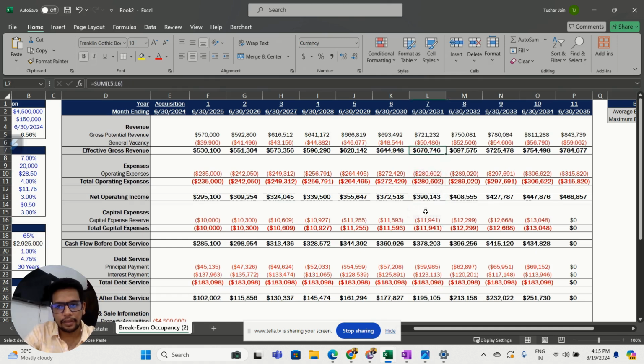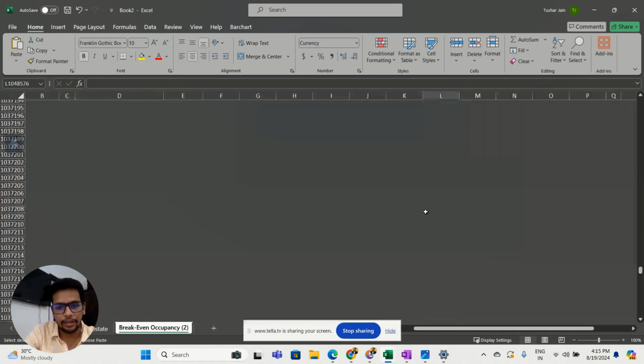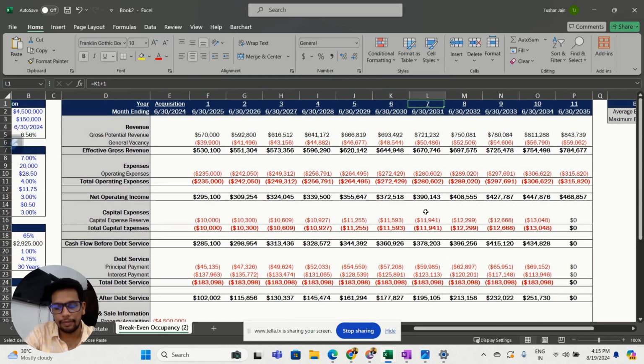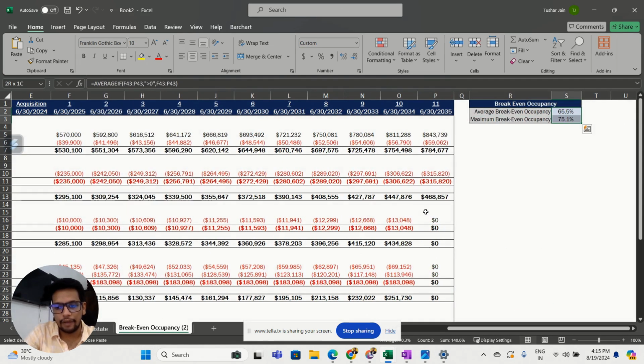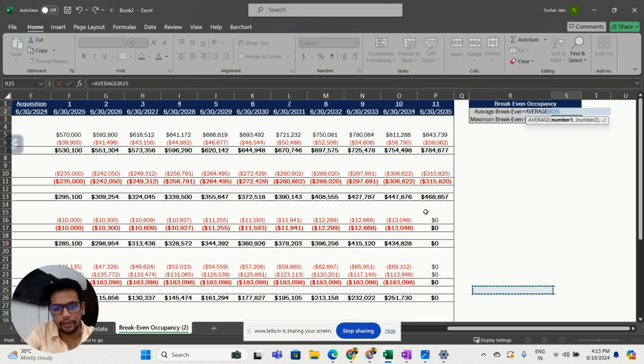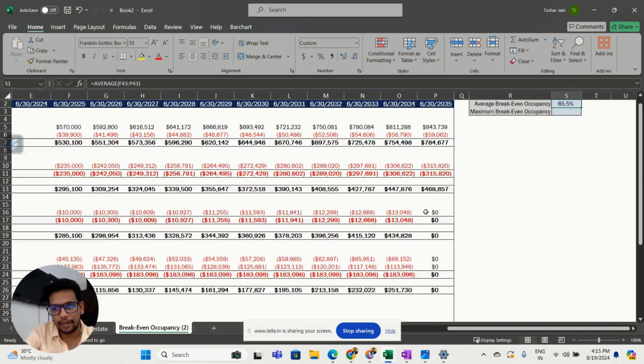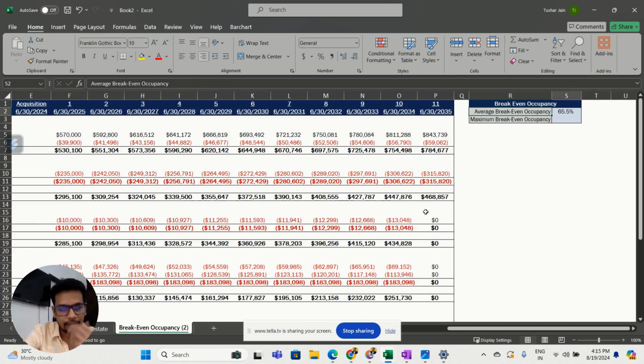Now if we want to take the average of all these break-even occupancy levels, we can do it simply by using the average formula. If I take the average of all the year-on-year break-even occupancy numbers, I get the average occupancy level. From this, I understand that over the 11-year life of the property, my average break-even level is 65.5%.